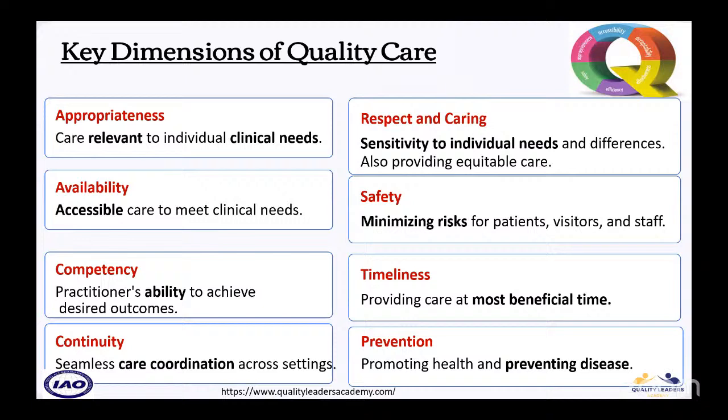Okay, so I hope you got what appropriateness means. Now coming to availability. Availability is accessible care to meet clinical needs. This means, can patients actually get the care they need or not?